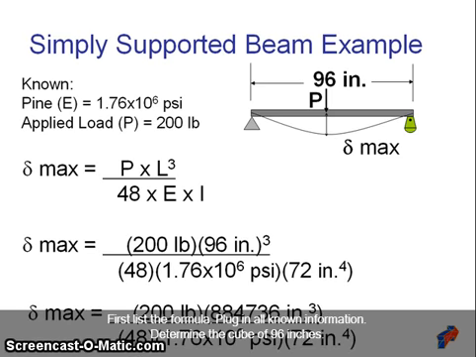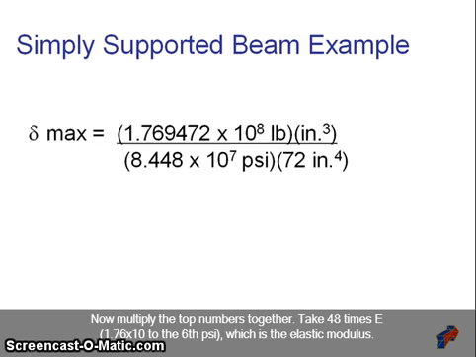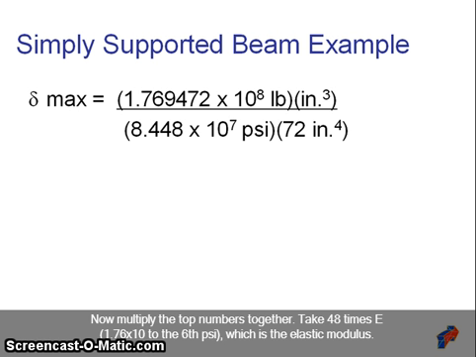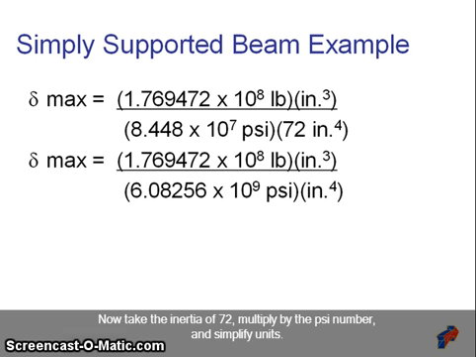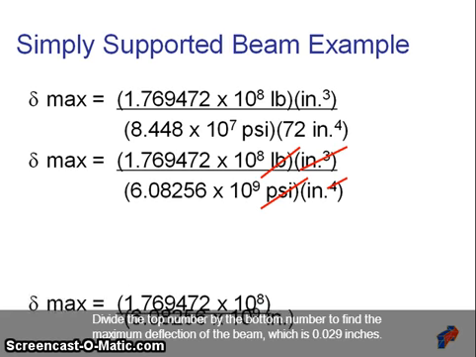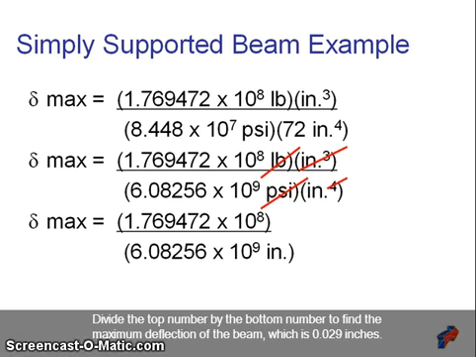Plug in all known information. Determine the cube of 96 inches. Now multiply the top numbers together. Take 48 times E, which is the elastic modulus. Now take the inertia of 72, multiply by the psi number, and simplify units. Divide the top number by the bottom number to find the maximum deflection of the beam, which is 0.029 inches.